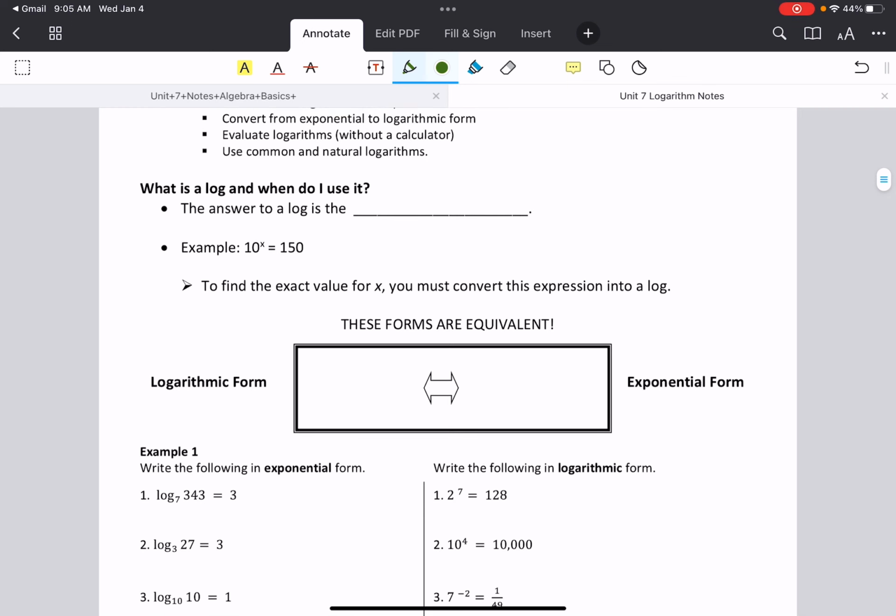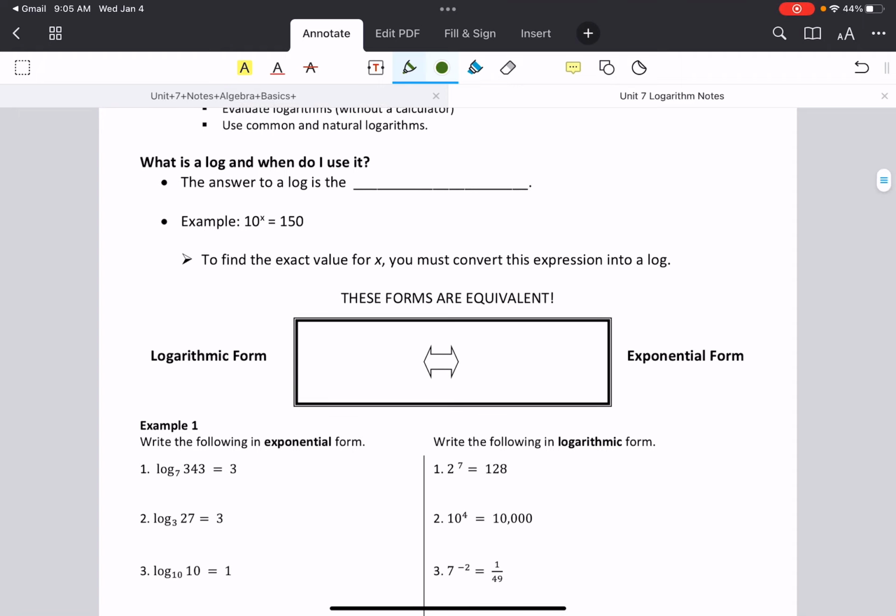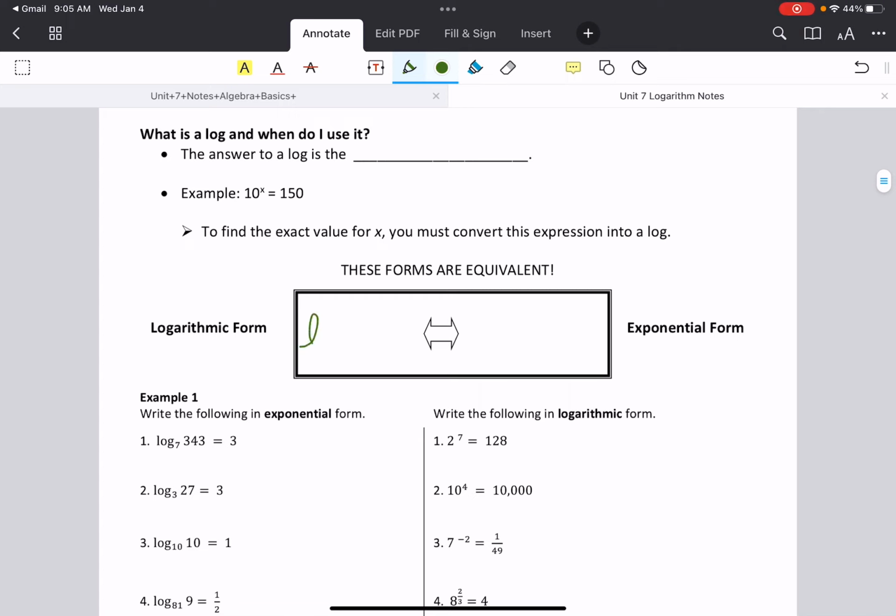Okay, so first what we're going to do is we're just going to practice rewriting in the different forms. This is easy. You can do this. Our log form, log base A of C equals B, is equivalent to A to the power of B equals C. Notice the answer to the log is the exponent. Oh man, it's almost like I'm trying to drill that in your brain, huh?